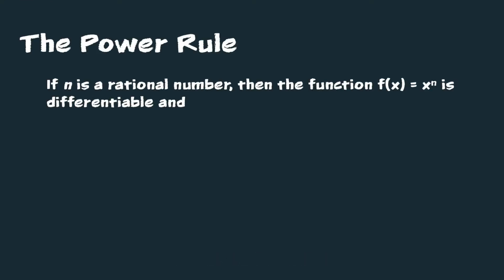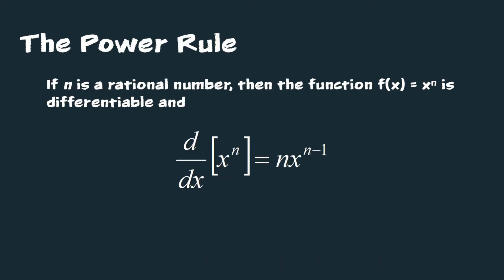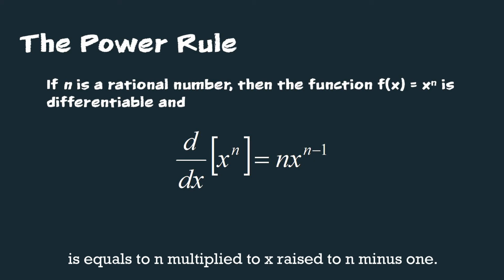Second, the power rule. If n is a rational number, then the function f of x is equal to x raised to n is differentiable, and d over dx, or derivative of x raised to n, is equal to n multiplied to x raised to n minus 1.